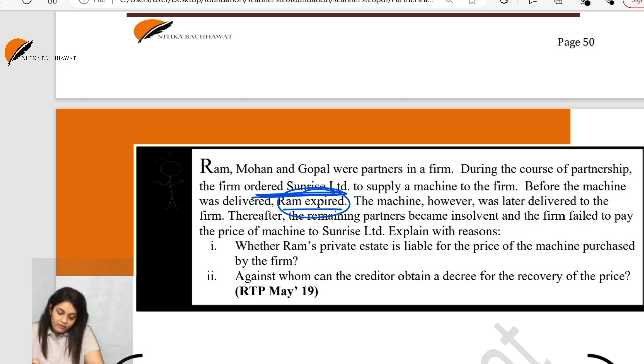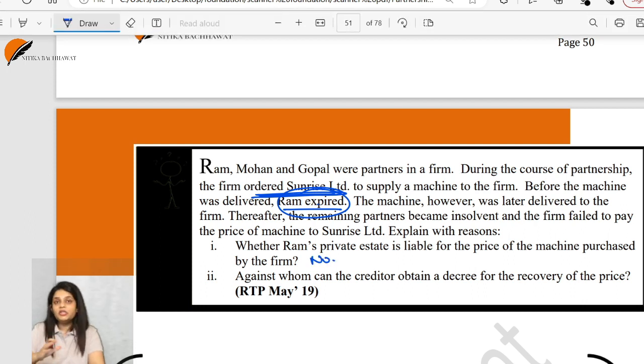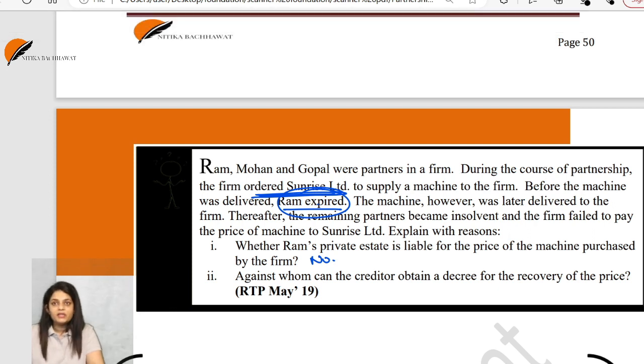The machine, however, was later delivered to the firm. Thereafter, the remaining partners became insolvent. Whether Ram's estate is liable? No. The machine was only ordered. It was never accepted. It was never delivered. The contract was never made.